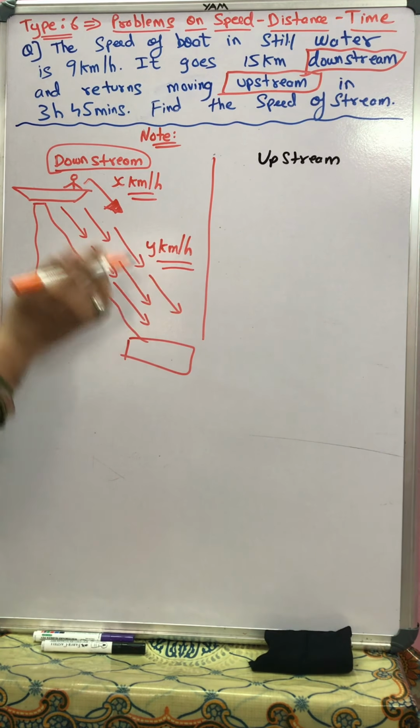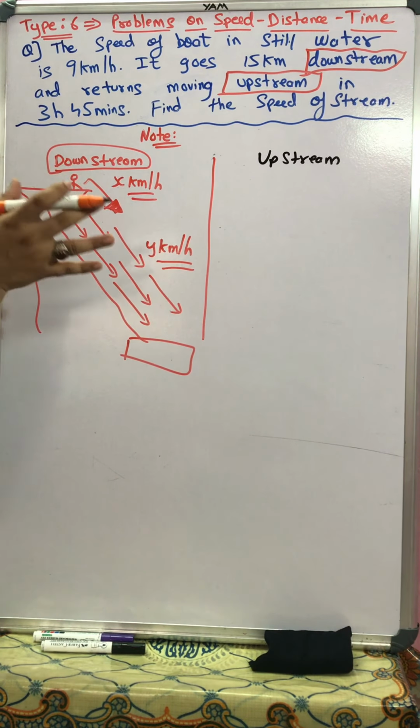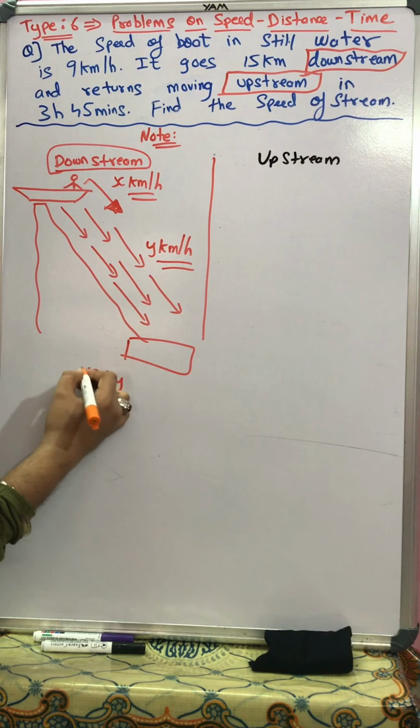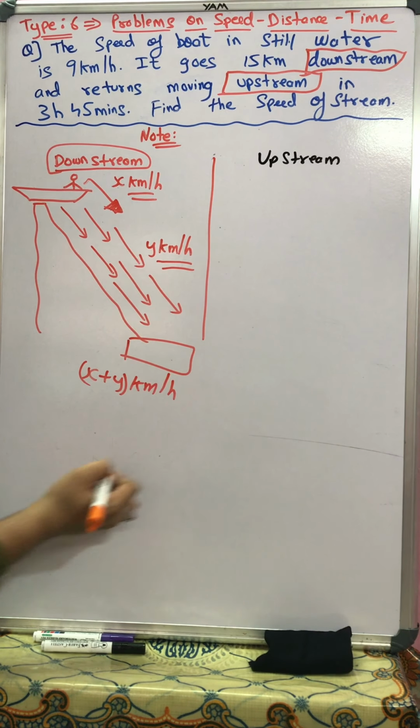So can I say, students, the speed of the stream and the speed of my boat will both be added together, because the boat as well as the water are coming in the same direction, hand in hand. So both of us will club together. So the net speed, the speed of my boat along with water, will be x plus y km per hour.